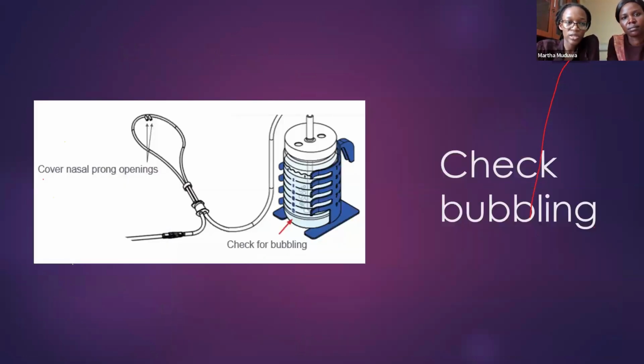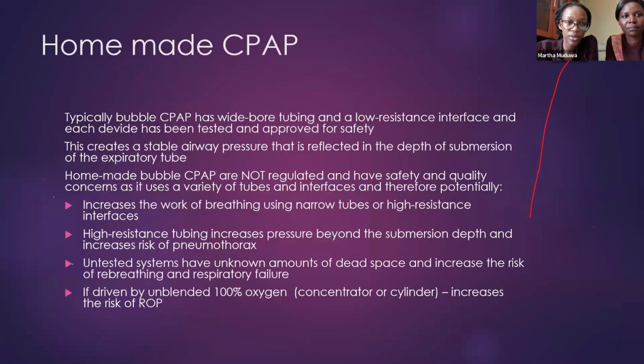So after you've set up your CPAP, you need to check that it is actually working well before you put your infant on. And we check this by closing the circuit completely. So you make a closed circuit, cover the nasal prongs, and then you should see bubbling in the pressure chamber. That should confirm that your CPAP is properly set up.